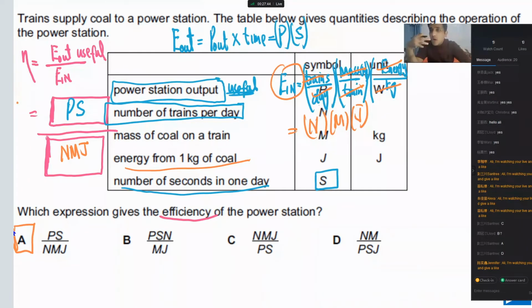So this is how you need to approach. This is a problem solving skill. I hope this is clear to you. Let's move on to the next one. So the answer for this question is A. So let me check.